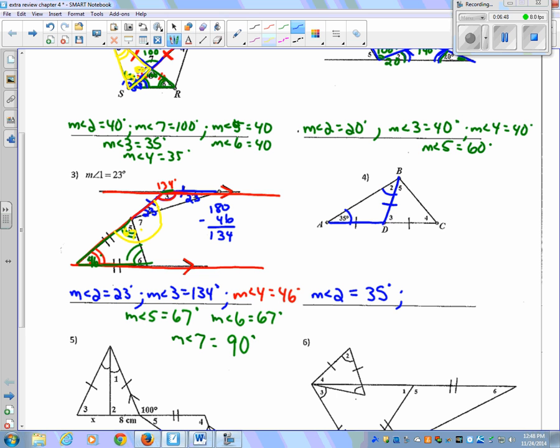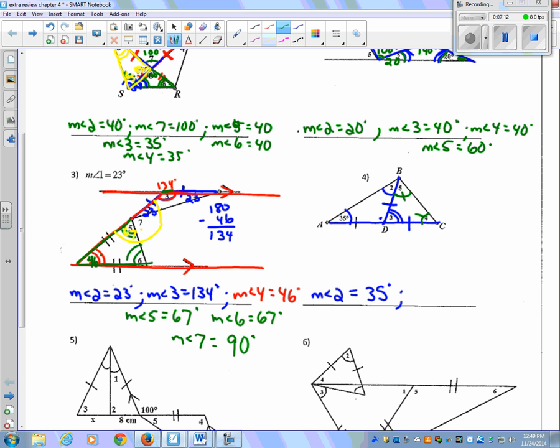Then we have angle 3 right here, which is a linear pair with this angle, angle BDA. We also know that angle 5 and angle 6 are going to be congruent. Sorry, 5 and 4 are going to be congruent because it's an isosceles triangle again.